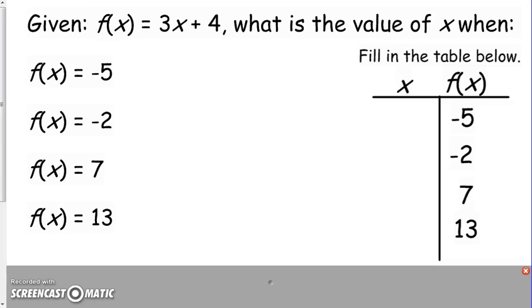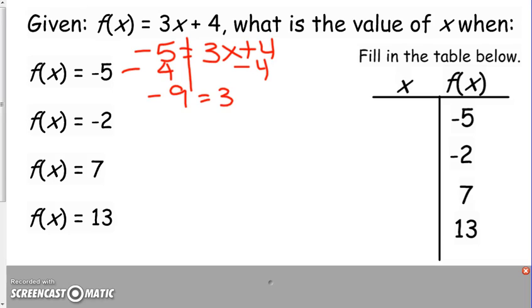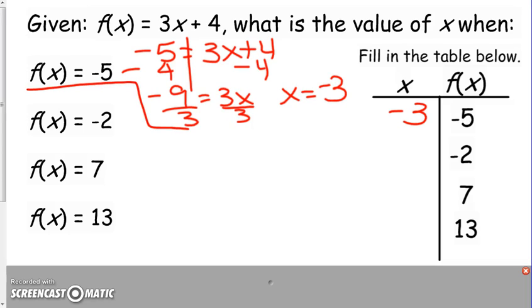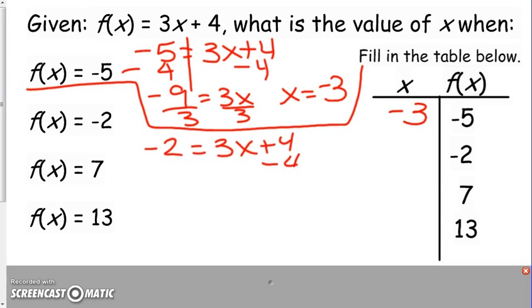So now we're going to work backwards. We're given the y's and we're looking for the x's. Remember, if I'm going too fast, you're pressing pause and making sure you're copying everything down. So f of x equals negative 5, so negative 5 equals 3x plus 4, minus 4, minus 4, so we have negative 9 equals 3x. So x equals negative 3. Do it again. Negative 2 equals 3x plus 4, minus 4, minus 4. So we have negative 6 equals 3x. Divide by 3, divide by 3. X is equal to negative 2.